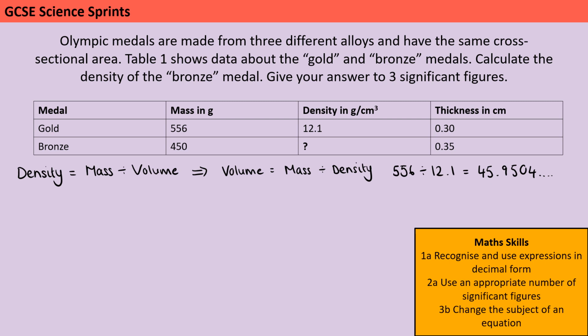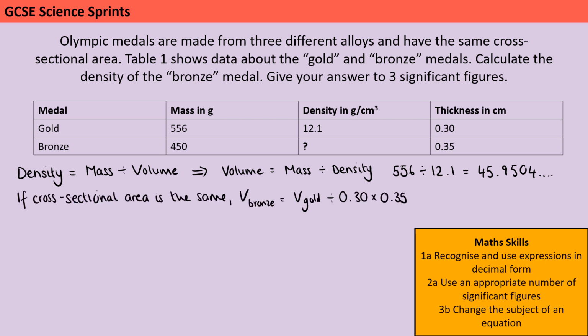and therefore its volume is going to be slightly larger. So to work out its volume, I'm going to take the volume of the gold coin, divide it by the thickness of the gold coin and multiply it by the thickness of the bronze coin. And that gives us 53.6088 and so on centimetres cubed.